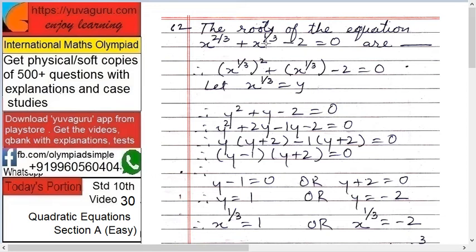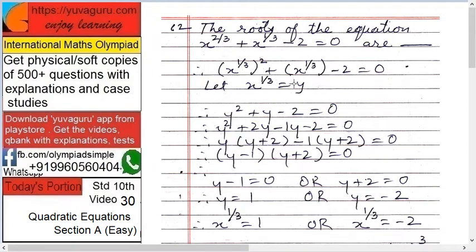The roots of the equation x raised to 2/3 plus x raised to 1/3 minus 2 equals 0 are... Means we have to factorize this. Now this problem seems to be difficult, but it's not so. What you do is make this x raised to 1/3 inside the bracket.